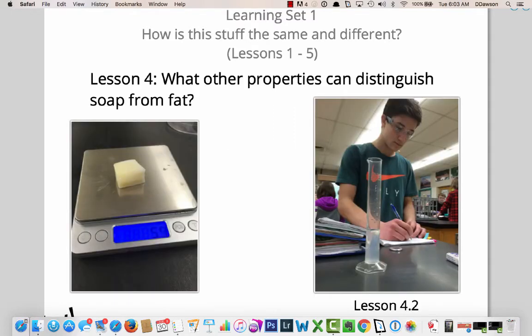In lesson 4, we will be looking at density. This is something that they have looked at in 6th grade if you've done the 6th grade units. Otherwise, you may need to talk about it more. How do you calculate density? How do you calculate the volume of an irregular object? But then we'll be using the density of fat and soap to figure out another property.